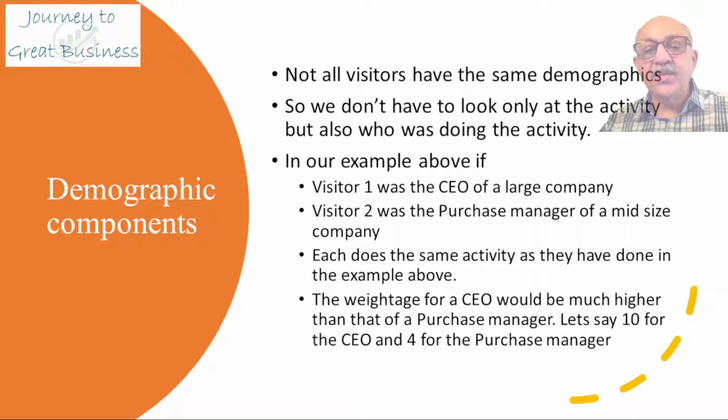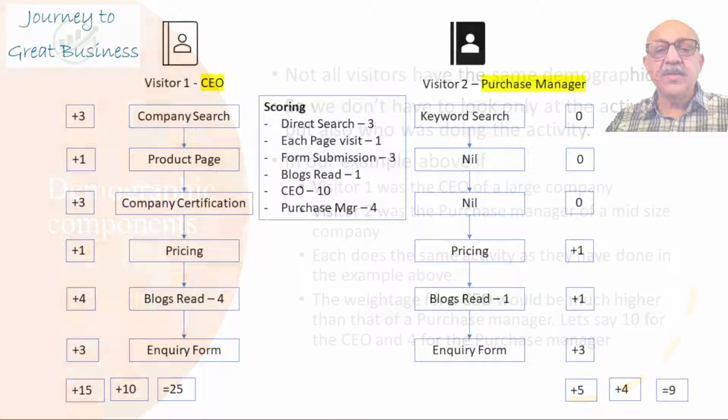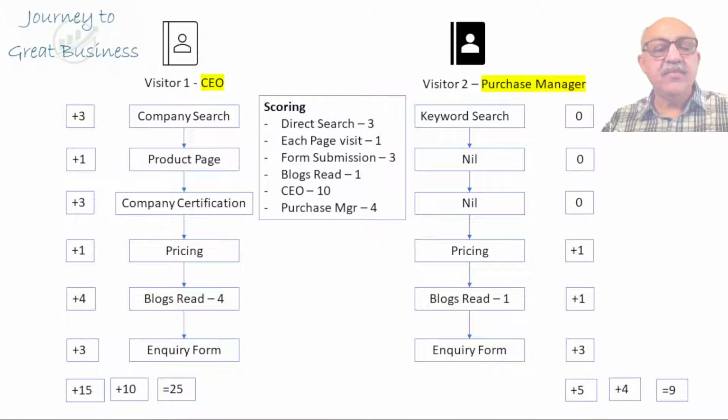Now, if we were to look at the same example that we had seen earlier, and we say that visitor 1 was a CEO and visitor 2 was a purchase manager of any company, then we would give 10 marks to the CEO and 4 marks to the purchase manager. Then what would happen? To the old example, if you were to add these marks, you would find that in the visitor 1 case, he had 15 marks earlier, and now we have given him another 10, so the total becomes 25. And in the case of the purchase manager, he had 5 marks earlier, and we've given him 4 more marks, so he's become 9.